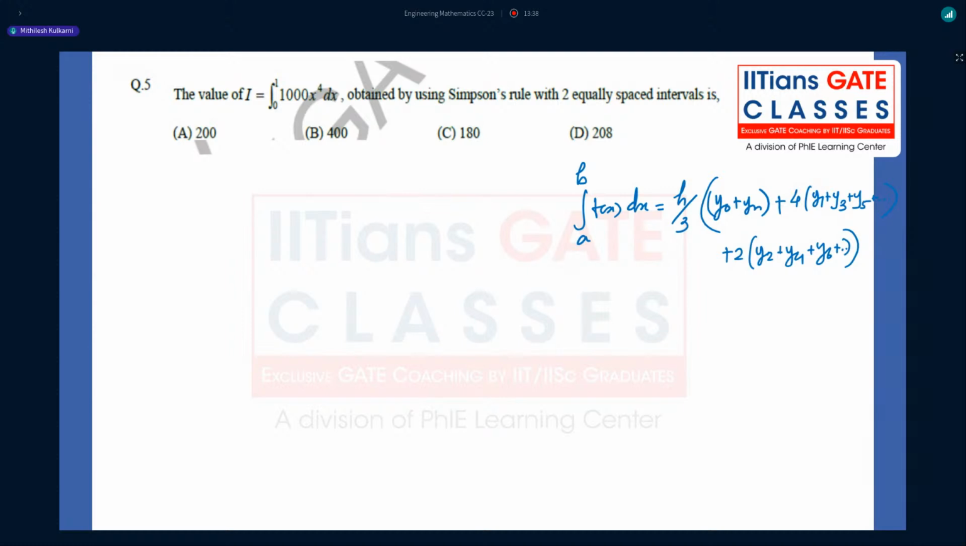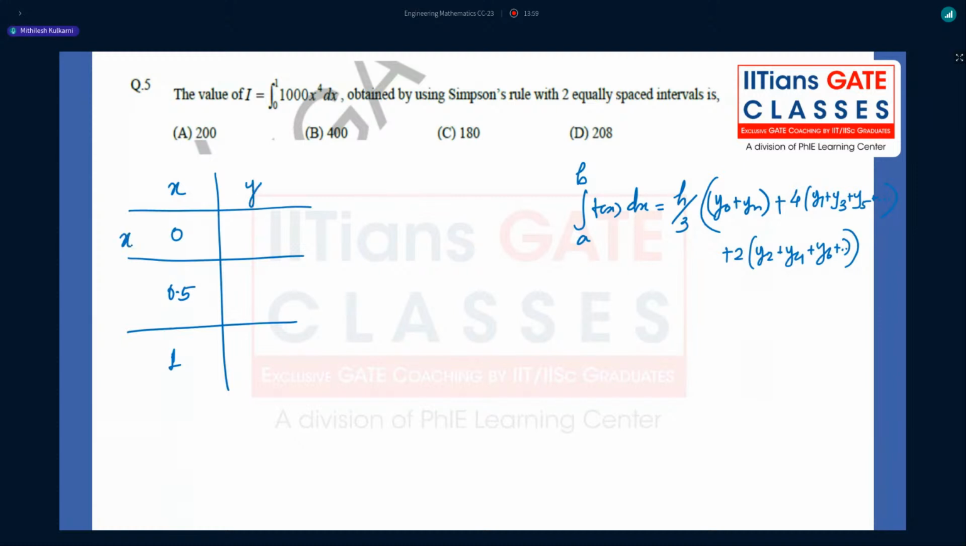Let's try to understand this through one simple table. We have to break the interval 0 to 1 into two equally spaced intervals, so 0 to 0.5 and 0.5 to 1. This is the value of x. For these values of x, we'll get the value of y. The initial value is x0, x1 and x2, and x2 itself is xn, the nth value. As the intervals are 0 to 0.5 and then 0.5 to 1, the value of h is 0.5.